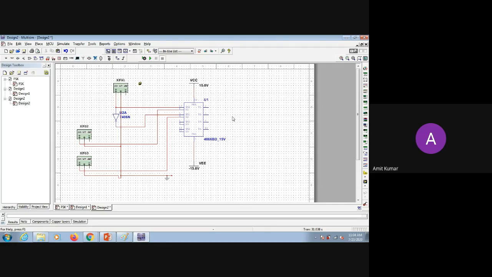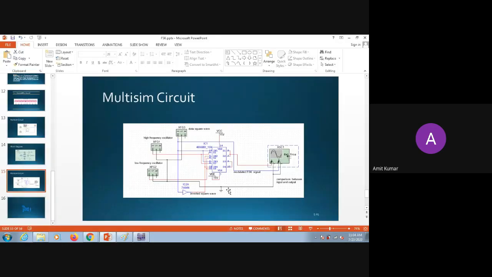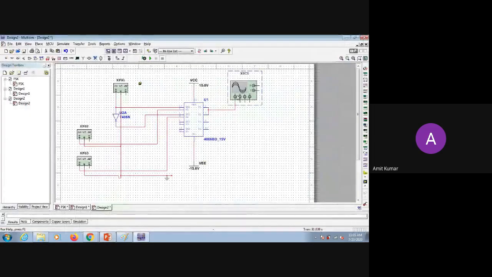Now once it is done, we will join these two things. If you join these two things, it will work as a summing point. Now we will take the output here. We will just take two.